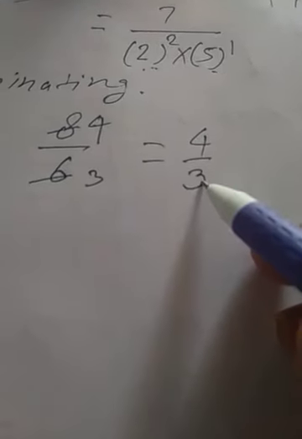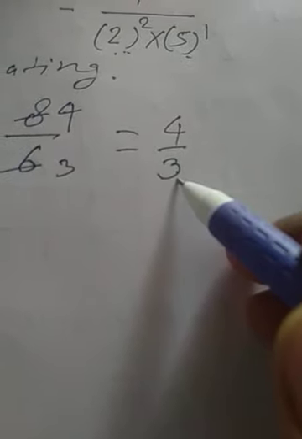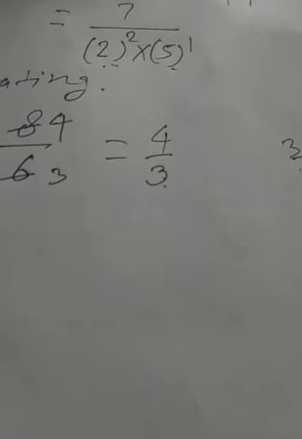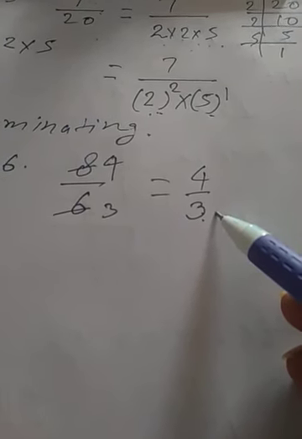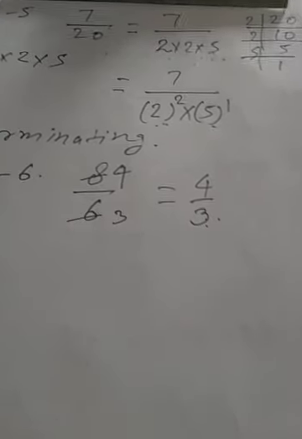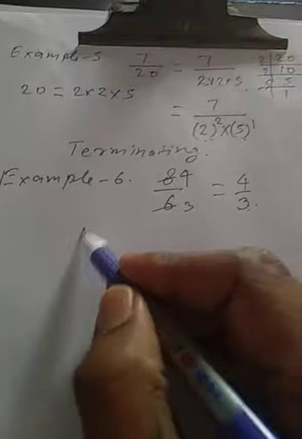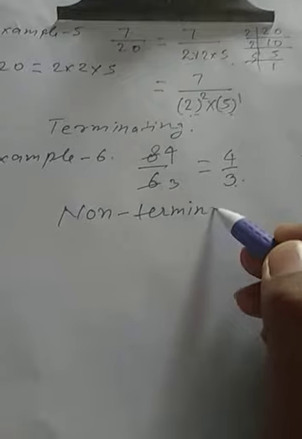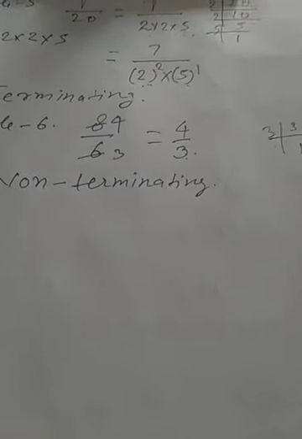Now you can see the denominator of this number, that is 3. The prime factorization of 3 is just 3. So this number has denominator 3 and its prime factorization has only 3 as the prime number. So it is a non-terminating number because it has 3 as the prime factor in the denominator.